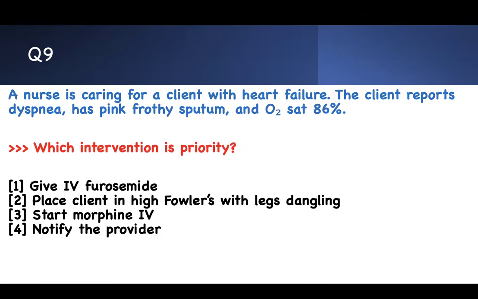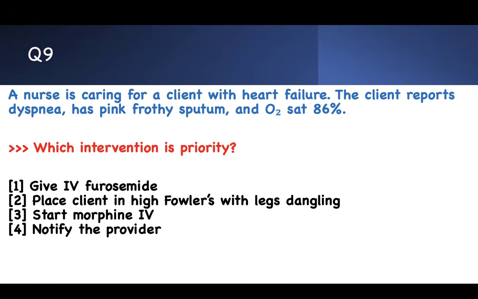And this is caring for a client with heart failure. Remember heart failure, right? The client reports dyspnea, another buzzword, pink frothy sputum, another buzzword, and oxygen saturation 86, buzzword. Pink frothy sputum means worsening of what? CHF. Now you're drowning. If the patient is drowning, do you want the patient to die? Pick an answer that will prevent them from drowning.